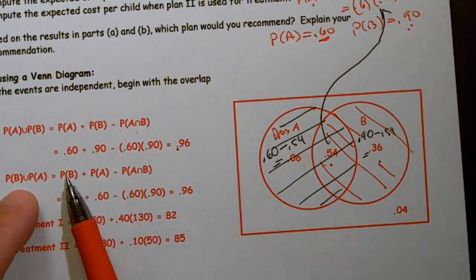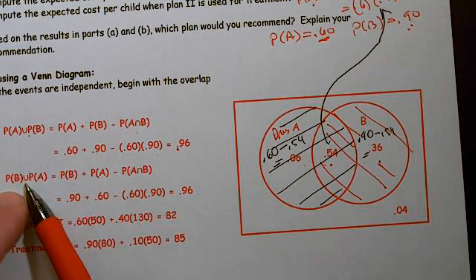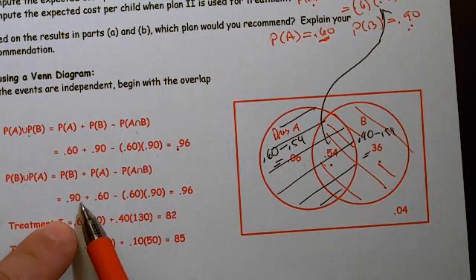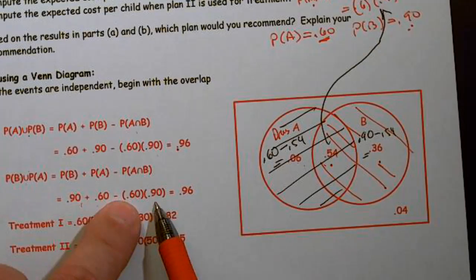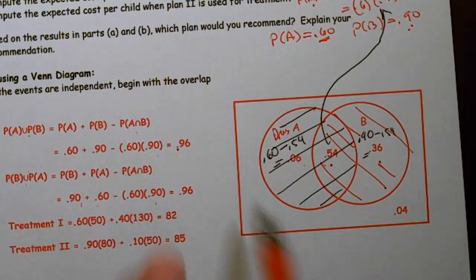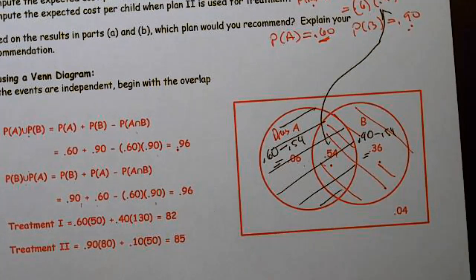Now, when we look at it this way, instead of A union B, we're going to go B union A. So that's 0.9 plus 0.6 minus the intersection. And we get 0.96. That's not a big surprise. Cost is where things start to look a little differently.